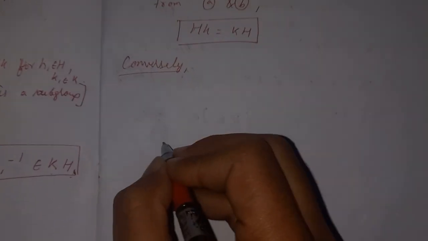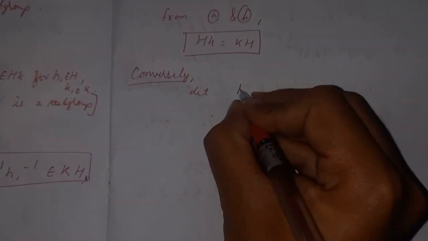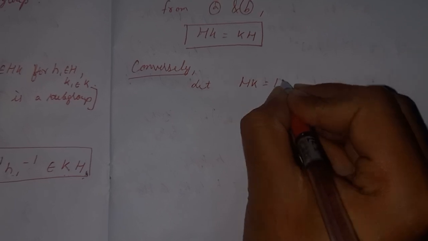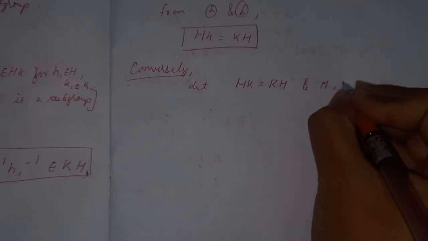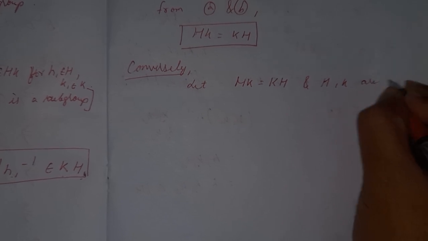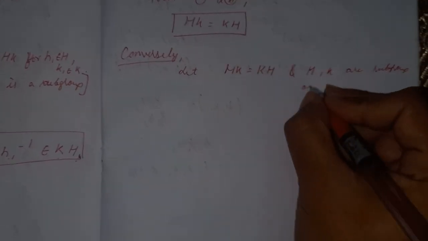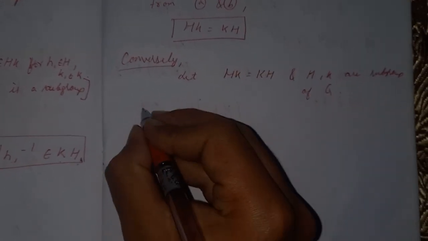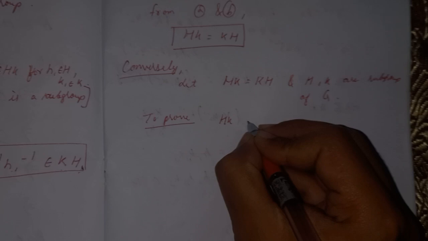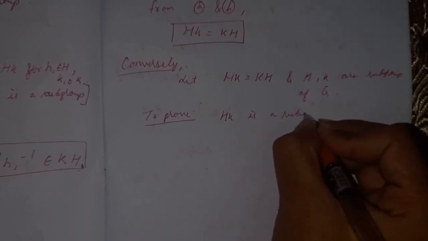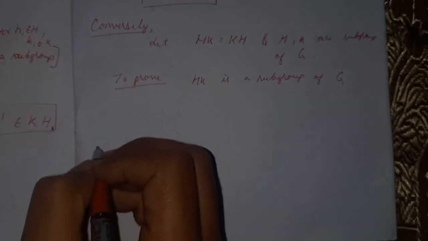Conversely, here we have to suppose that HK equals KH and H, K are subgroups of G. Here we have to prove that HK is a subgroup of G.